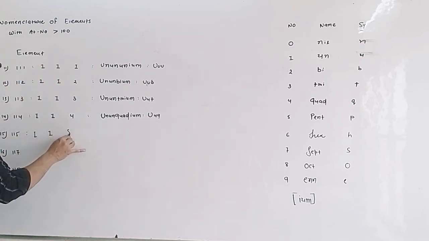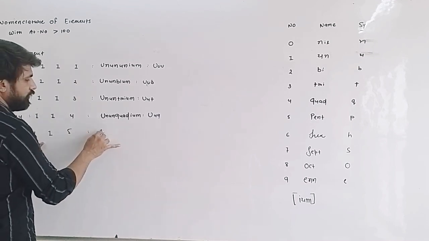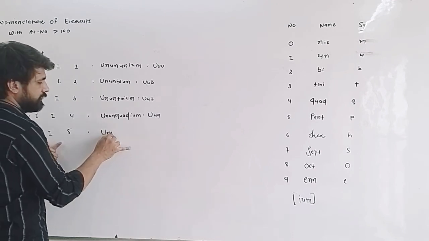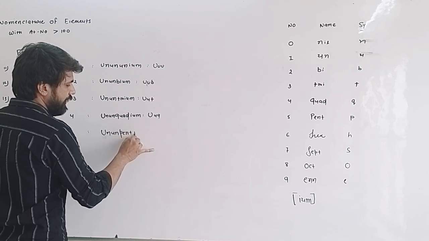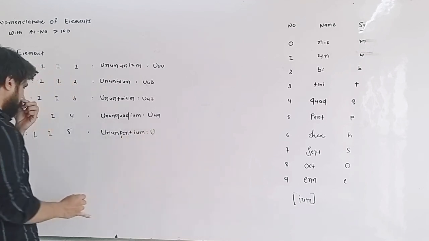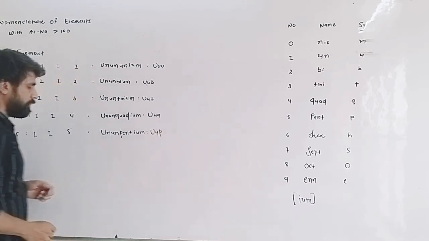1, 1, 5. Okay, chalo. So 1 means un, again 1 means un, 5 means pent, and ium. Okay, so that will be symbolized as U, then U, and 5 means P for pent.